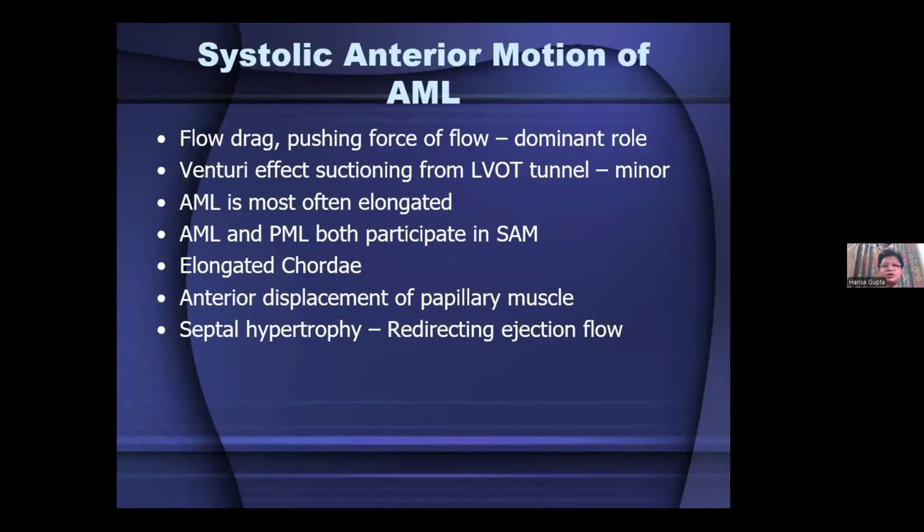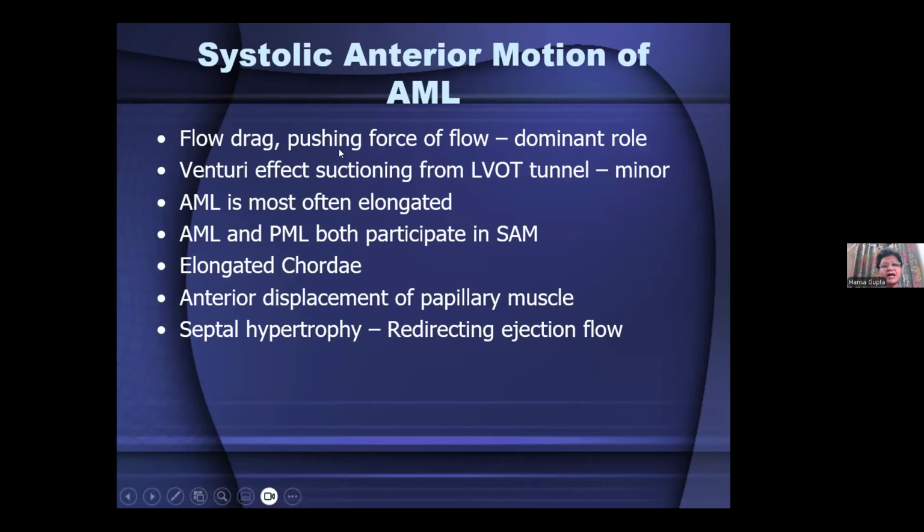Now, how do you get this systolic anterior motion? Most of us know that the Venturi effect is most important. But no, it is the flow drag, the pushing force of the ejection flow, which actually falls on the anterior mitral leaflet and pushes it forward from the posterior side. I don't have a schematic diagram of that, but you can find it in the books.